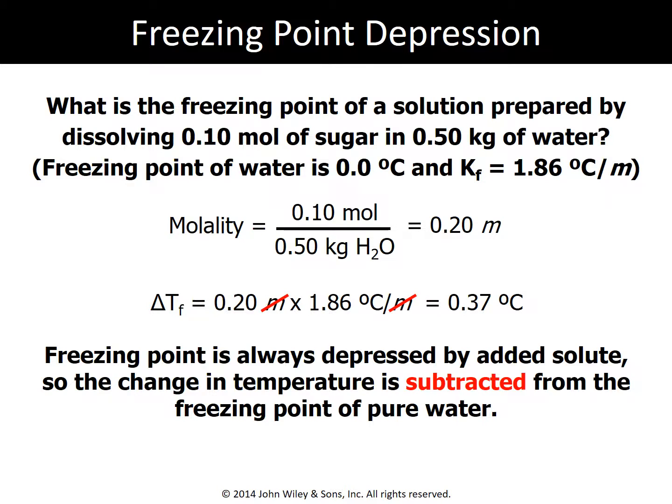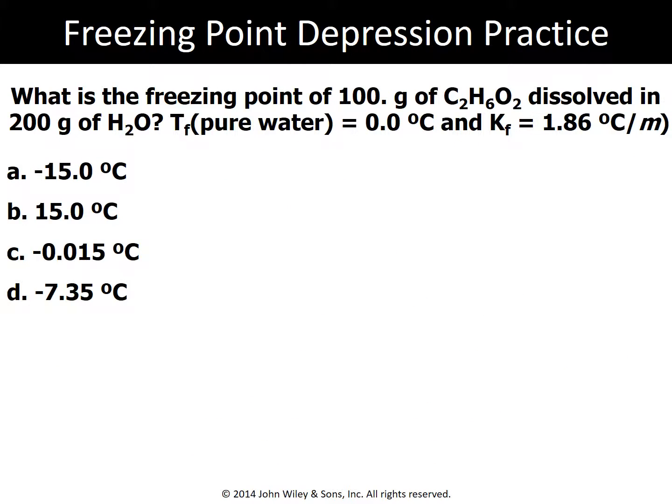We're then going to need to subtract this, again, freezing point depression, so we're subtracting our temperature change from 0 degrees. So now our freezing point of our new solution will be minus 0.37 degrees Celsius. Pause the video now to work on this example.